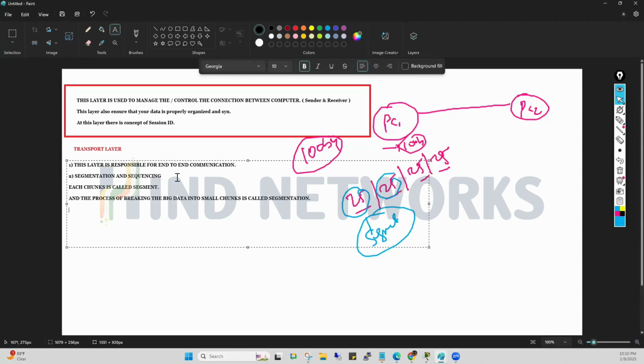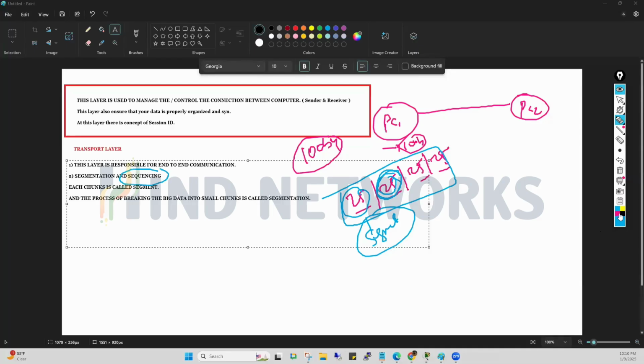Is called segmentation. Clear? Understand? So I hope you understand the difference between segment and segmentation. Segment means the one part, and the process is called segmentation. Clear, guys? Understand? Now, what do you mean by sequencing?